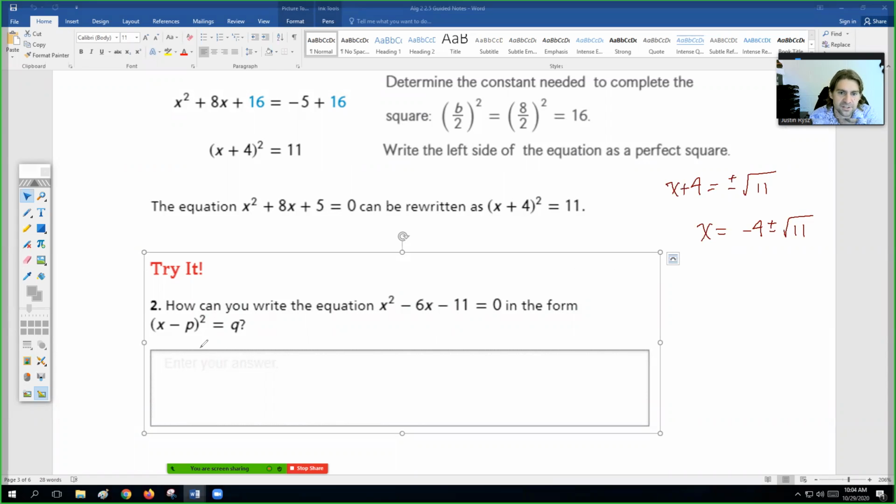So let's go through these problems here and see if we can rewrite them, and then we're going to try to solve as well.